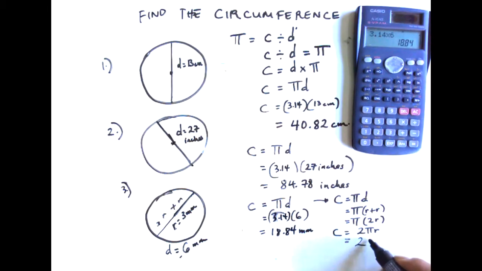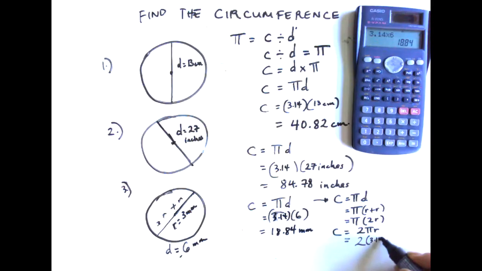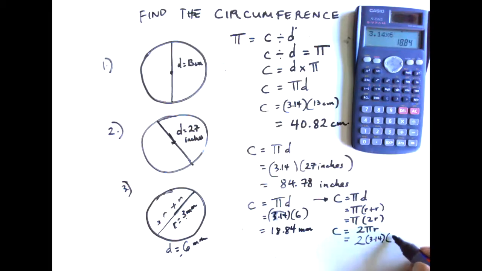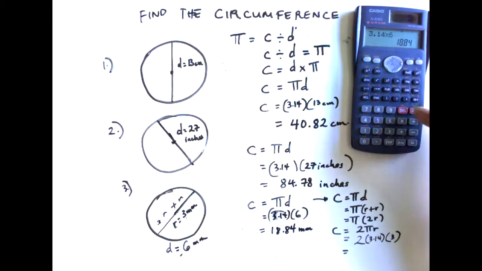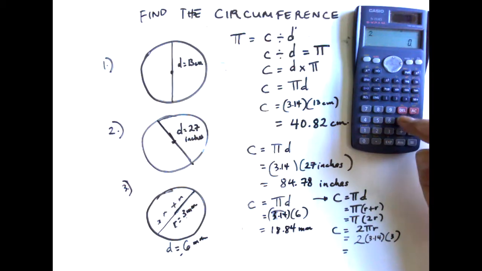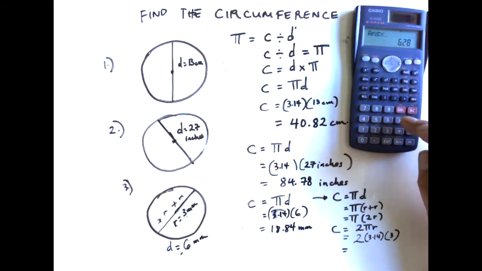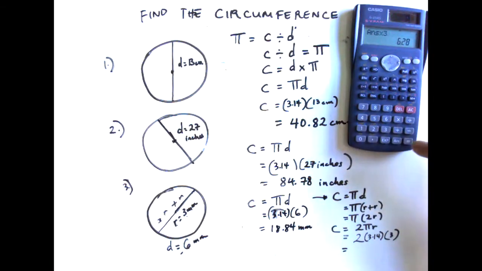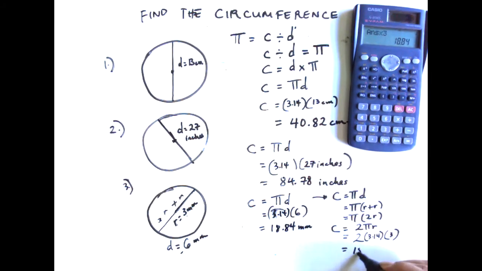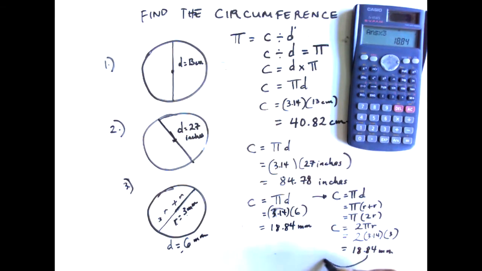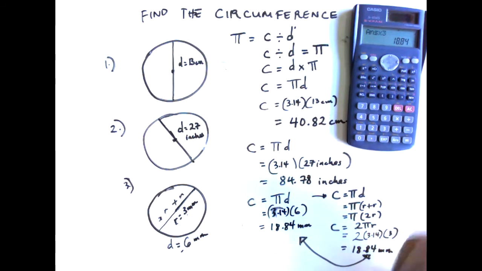So 2 times 3.14 times, what's the radius? Is 3. Let's work that one out. 2 times 3.14 equals 6.28 times the radius, which is 3. And your answer is the same, 18.84 mm. See, you have the same answer. So that's basically what we've done.